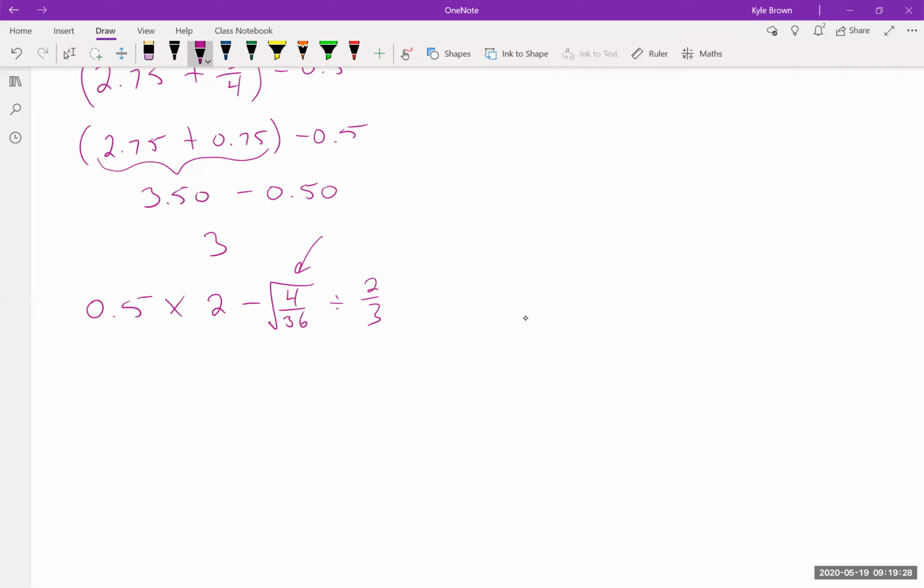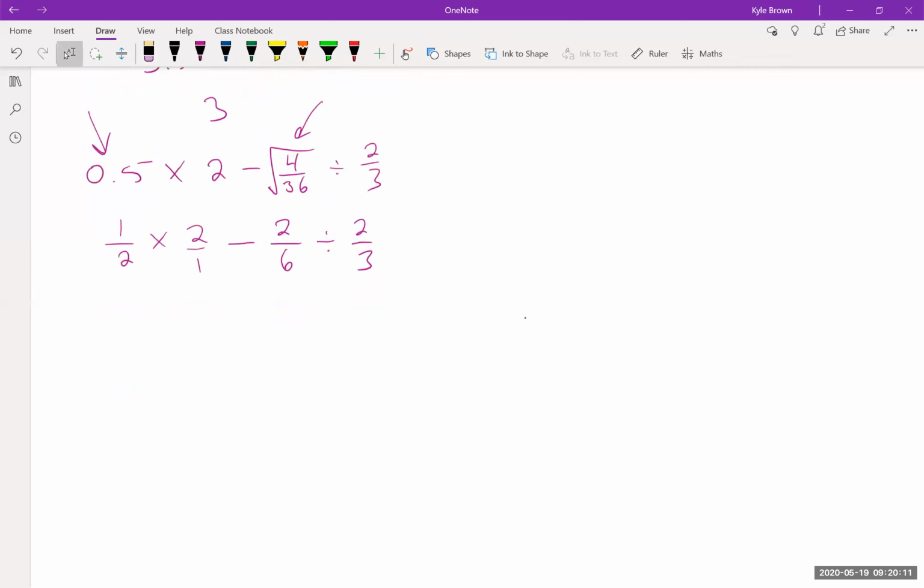So let's change this 0.5 into a fraction, right? I could say, well, that's the same thing as a half. So I got 1/2 times 2. And if you like, I can call that 2 over 1, just so that it looks a bit more like what we do when you're going straight across. And then minus, and then what do I do with this? Square root of 4 over 36. Both of those are perfect squares, aren't they? So the square root of 4 is just 2, and the square root of 36 is 6. Okay? And then divided by 2 over 3. I'll just leave that there.